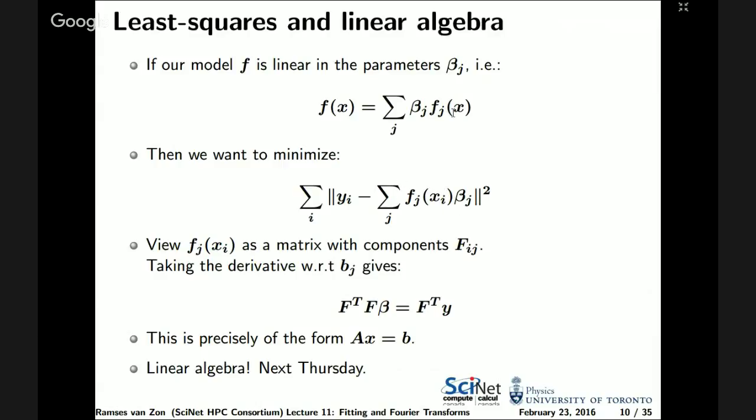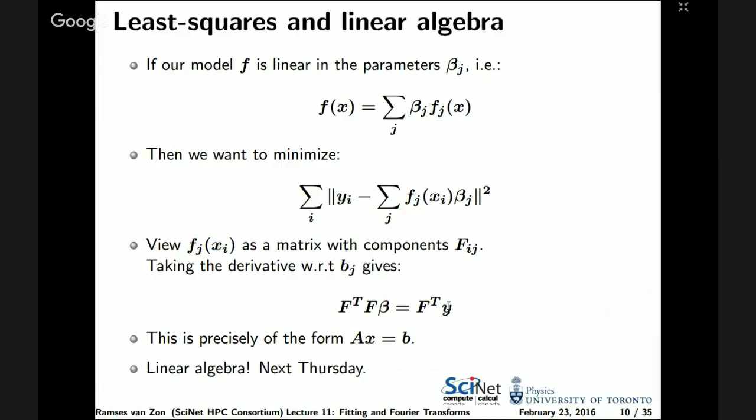What these basis functions essentially are at each of the data points. So we can take these together, f_j of x_i, and view them as a matrix. And it makes sense because it actually turns out that if you want to minimize this, what you have to solve is F transpose, so F as a matrix times F, acting on the vector beta, so beta can be seen as a vector, has to be equal to F transpose of your data y.